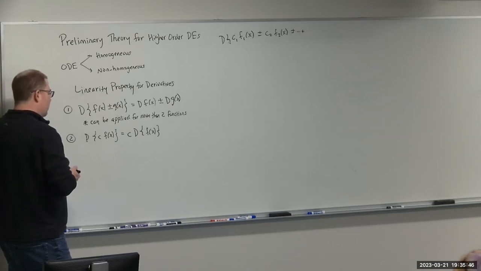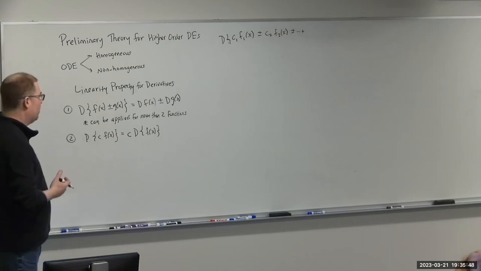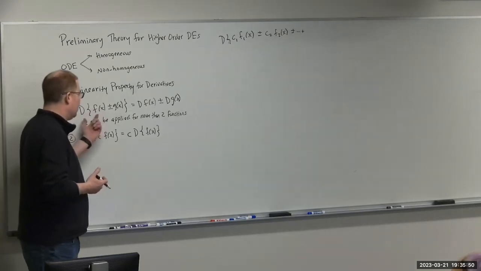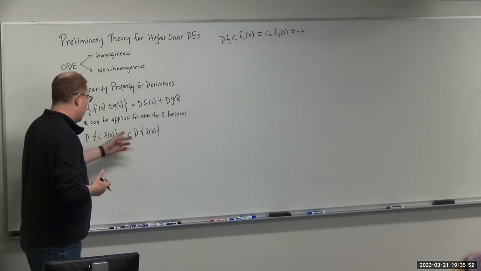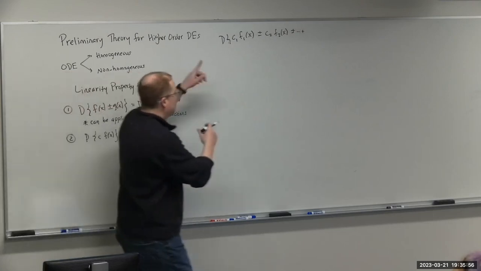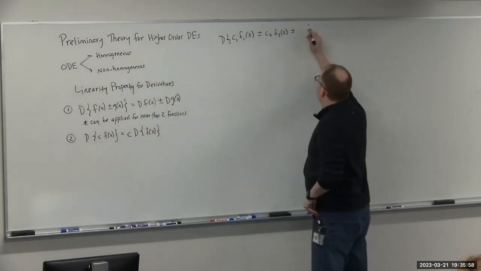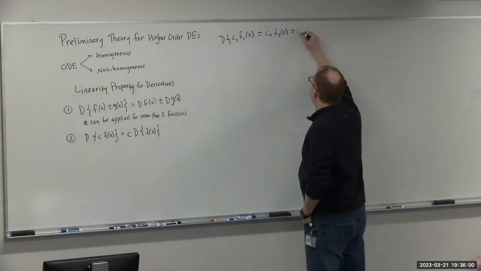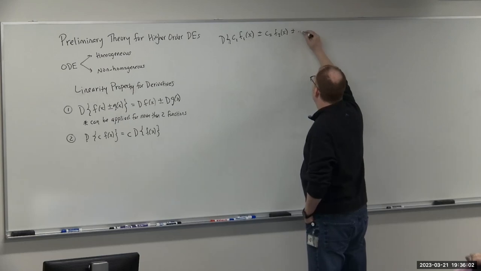Let's see, I'm not sure actually. This is basically just applying the differential operator over this. This is just taking out a constant. But there's a name for the combination of these two, and that's what I'm going to get at here.